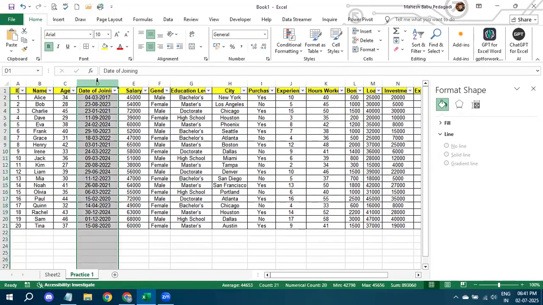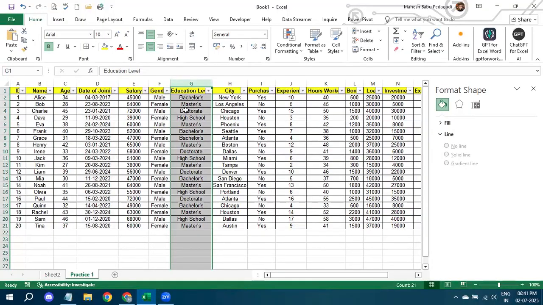X-axis will be the date and y-axis will always be a numerical column. Clear? Clear. Now, I want to see education level, who is doing the best.